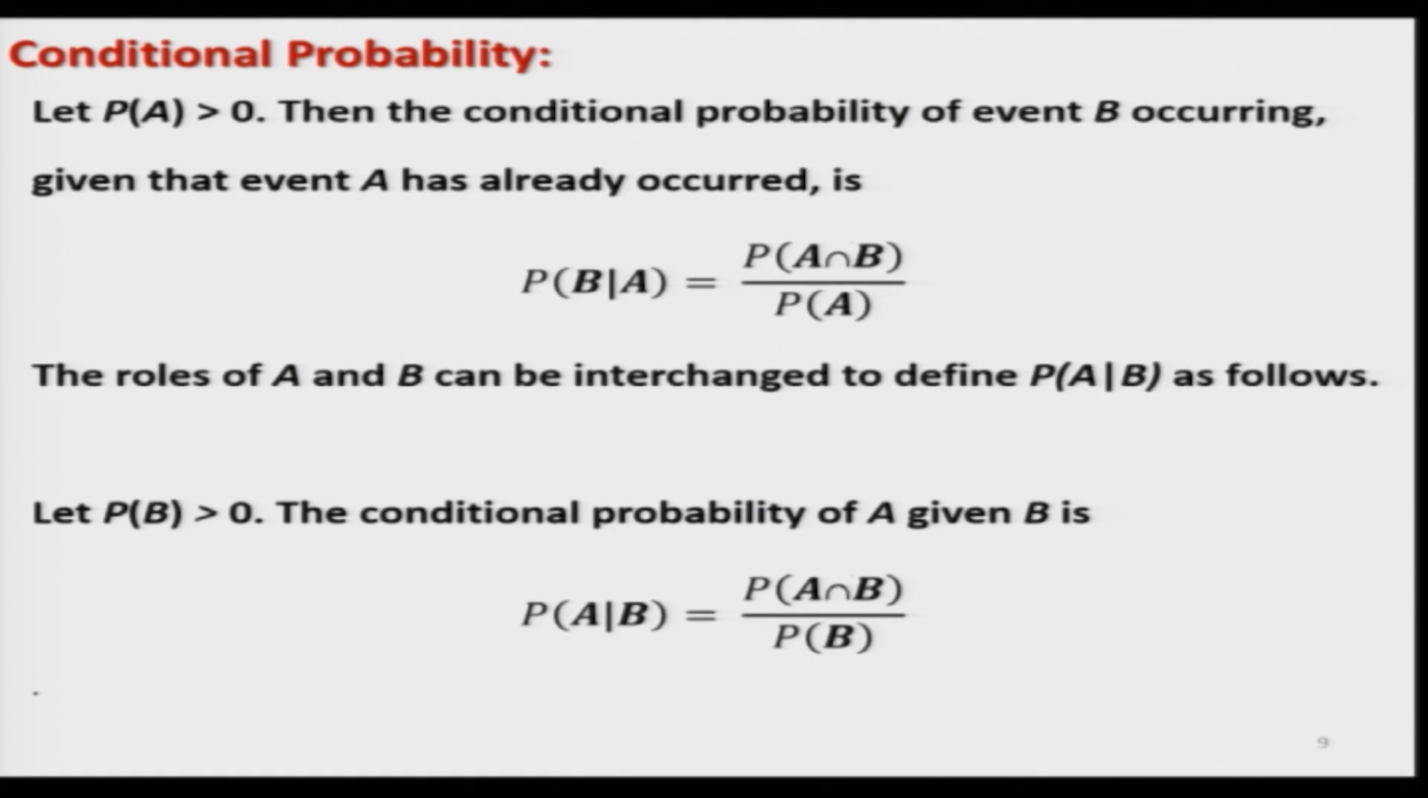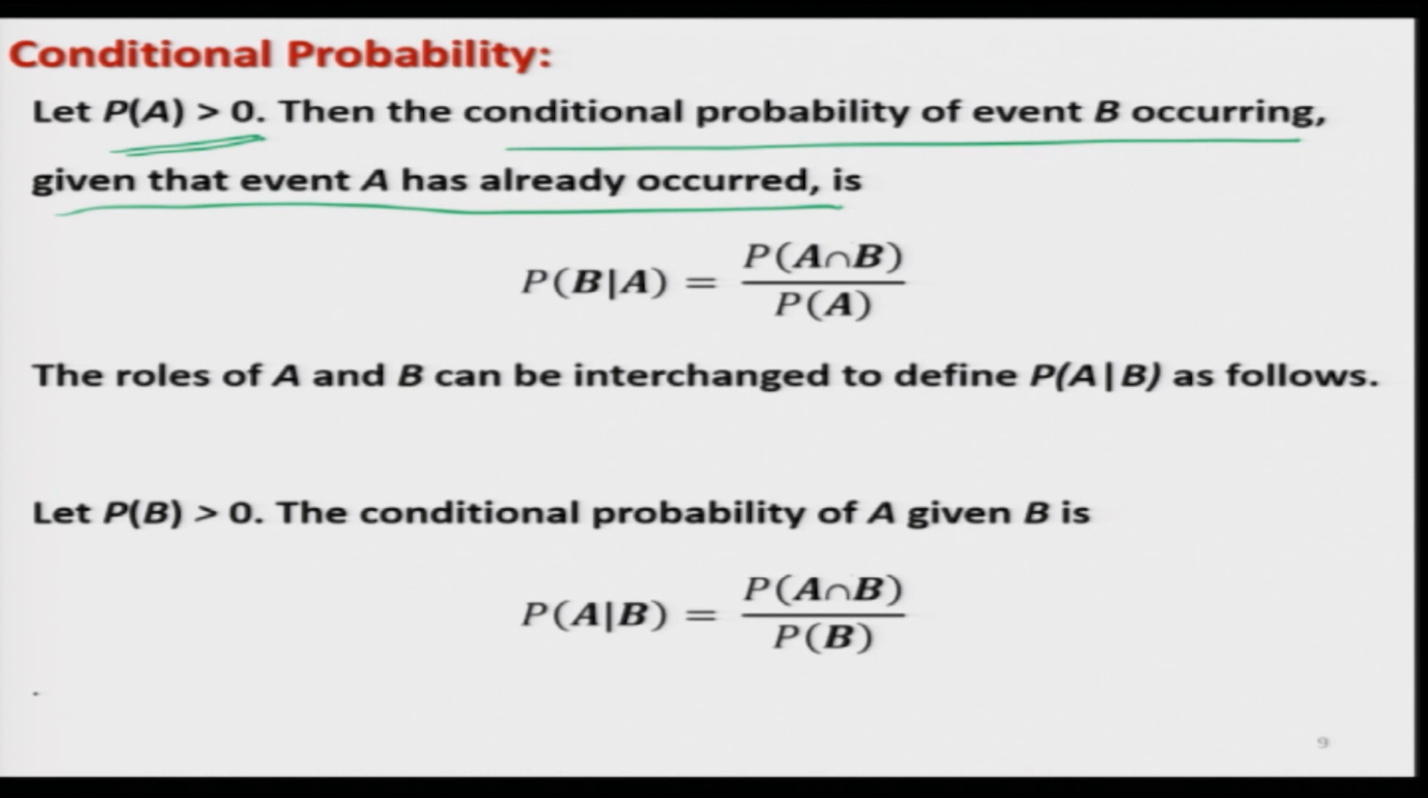So, now based on this example, I can extend it and try to give you a formal definition of conditional probability. Suppose there is an event A whose probability we assume to be greater than 0, that is the assumption. Then the conditional probability of an event B occurring, given that the event A has already occurred, is given by probability of B given A.